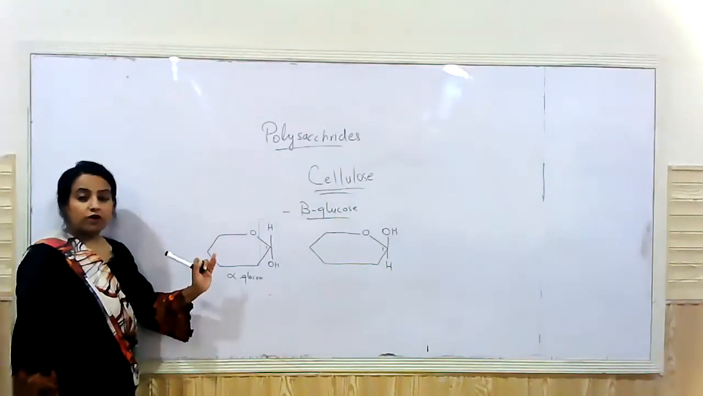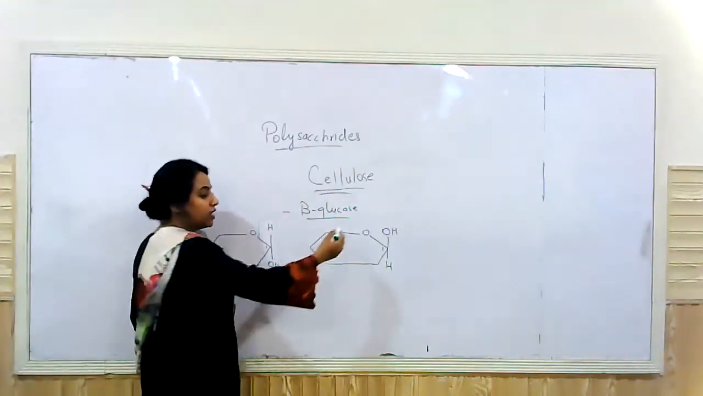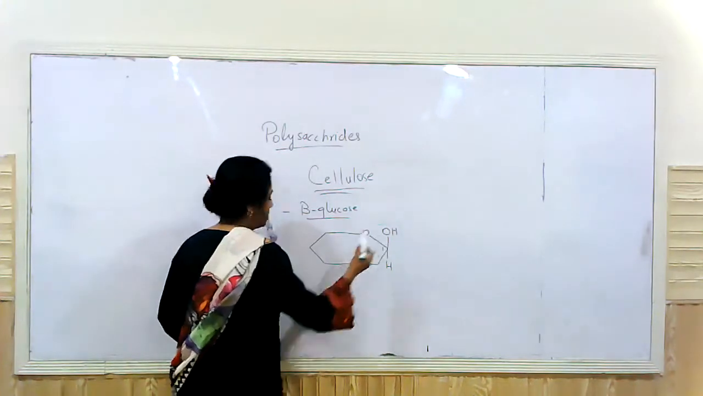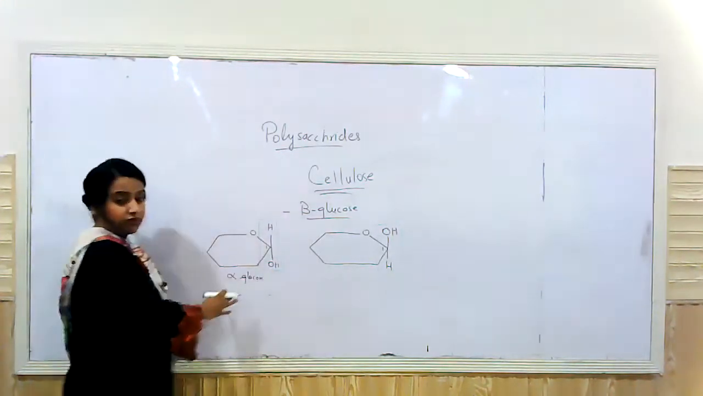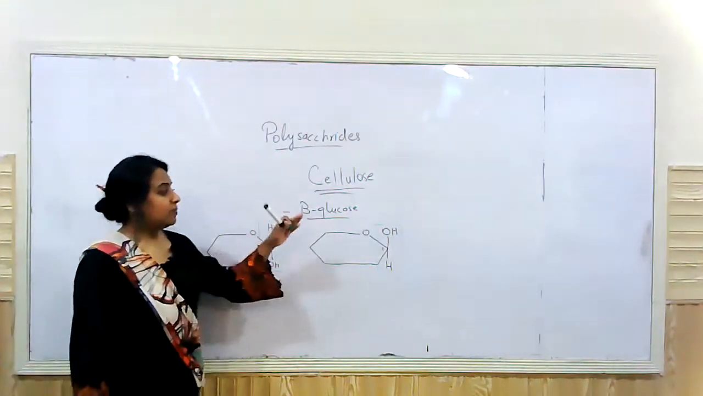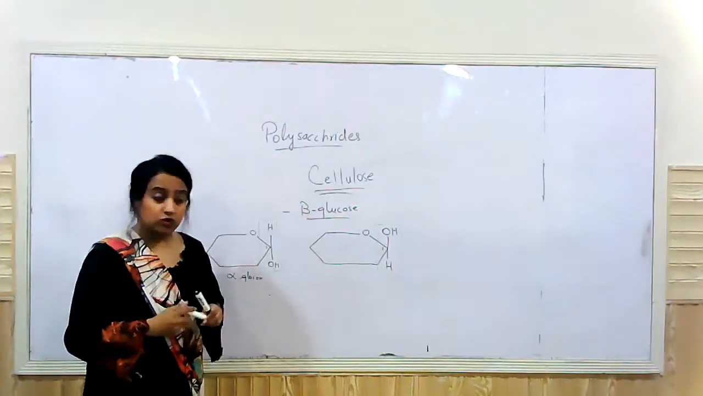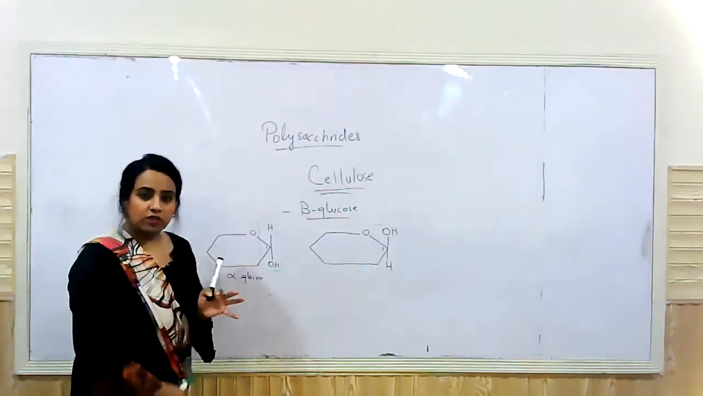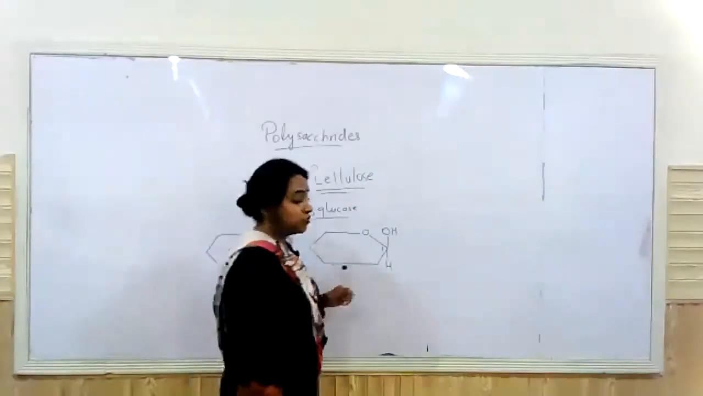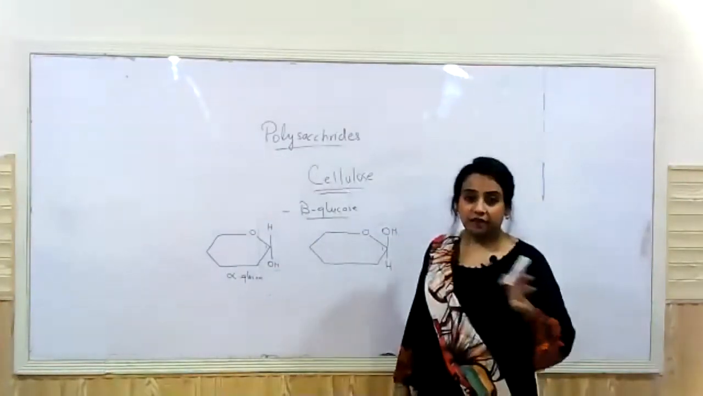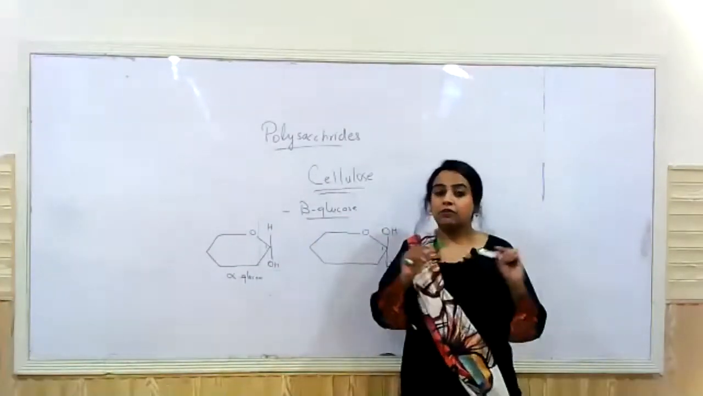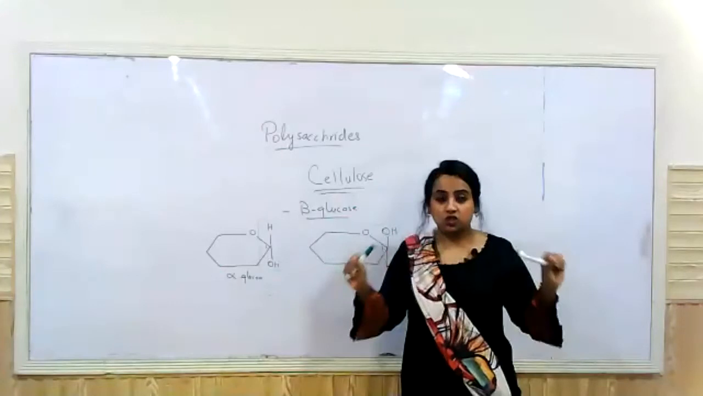Only in the case of carbon number 1, the OH group is present below the plane in the case of alpha glucose and above the plane in the case of beta glucose, right? So beta glucose molecules, by condensation reaction, join together in a straight line in an unbranched chain, giving rise to what? The cellulose molecule. Okay, so we'll see how this happens, how the reaction occurs.